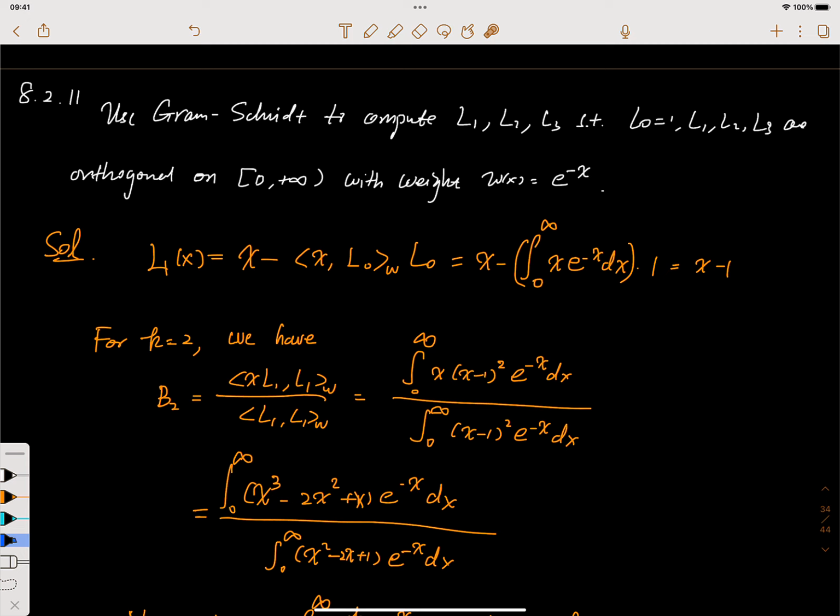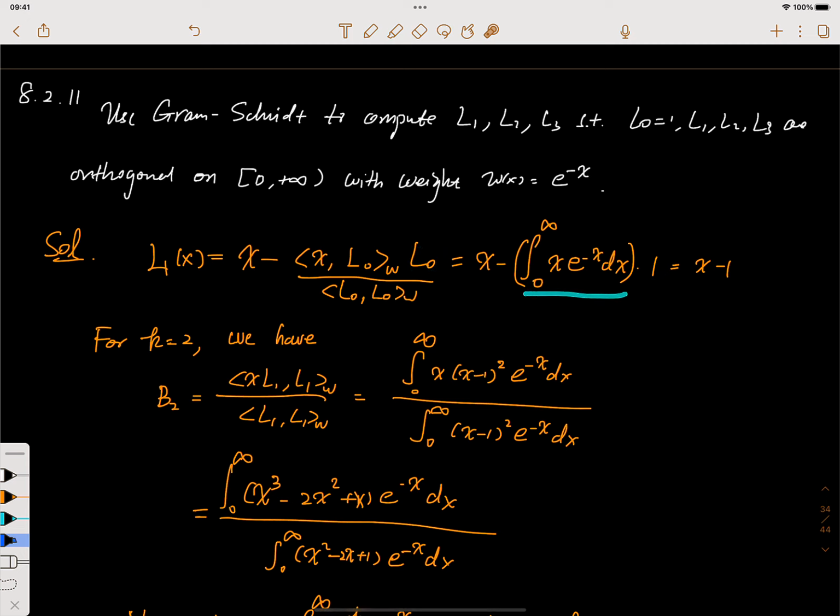The recursive formula tells us to do this. So here, L1 should be x minus this. Again, I'm supposed to have L0 times L0 W, but that is just a 1, so I can ignore that. This is the x, and then this integral is going to be x times L0, which is 1, then times the w, so w is this part. So you need to take an integral of this thing times L0, which is 1, and divided by 1, but I ignore it.